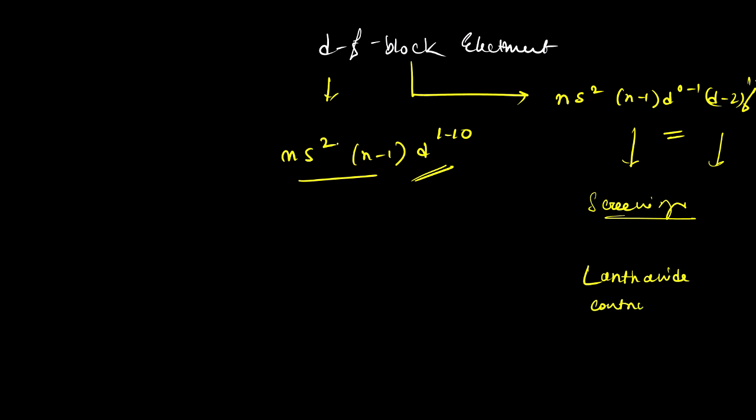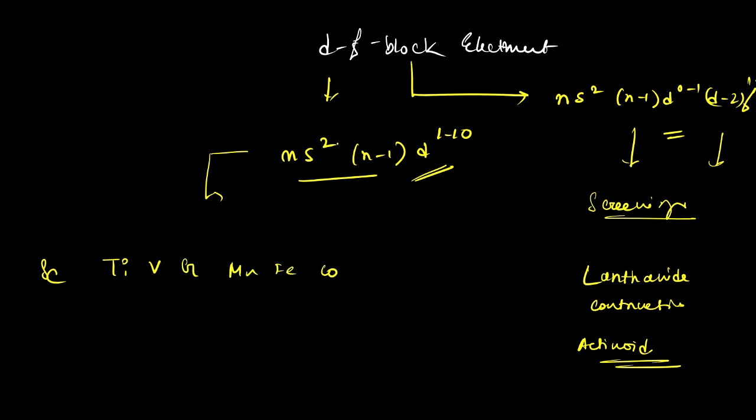Lanthanide contraction in case of lanthanides, and actinoid contraction in case of actinides. So this is the thing. And then when we come to d block elements, we have various compounds like scandium, titanium, vanadium, chromium, manganese, then iron, cobalt, then nickel, then copper, zinc.